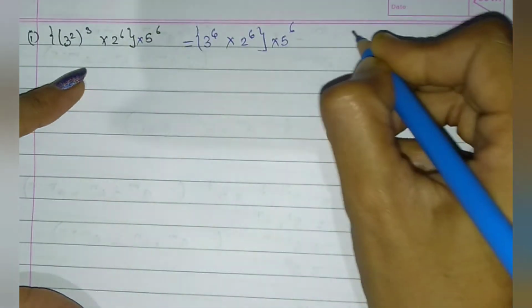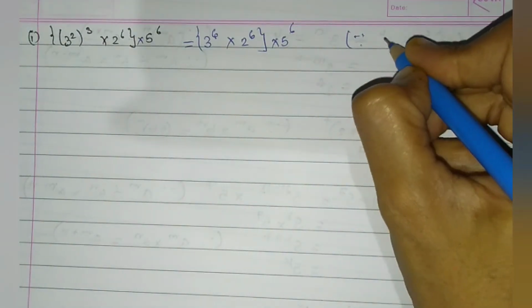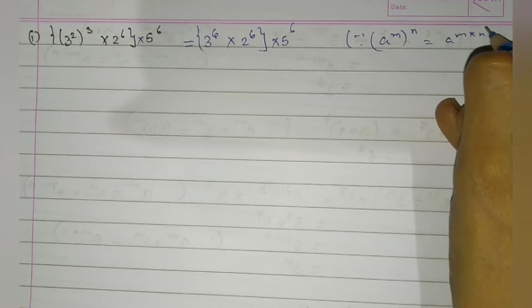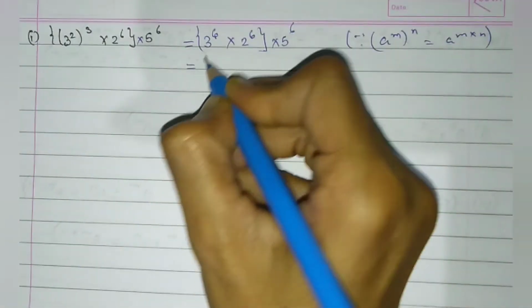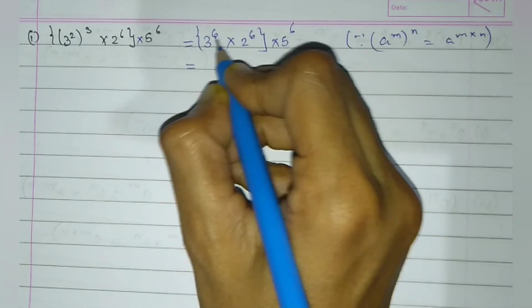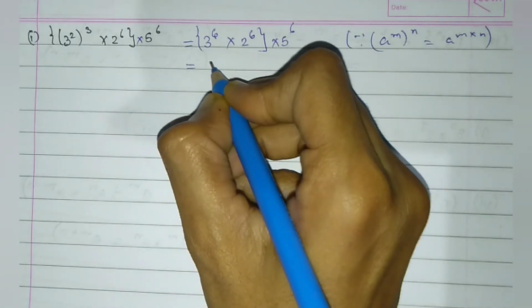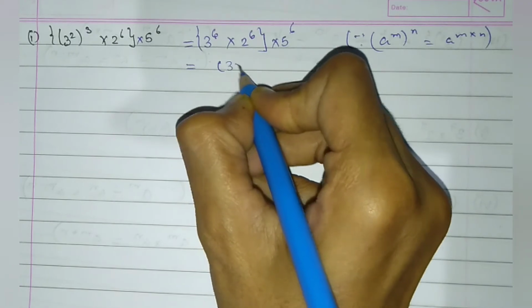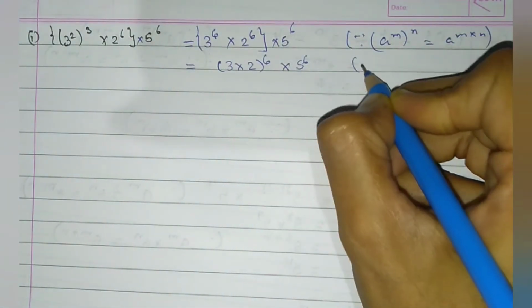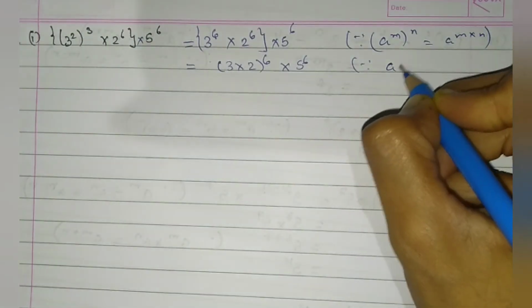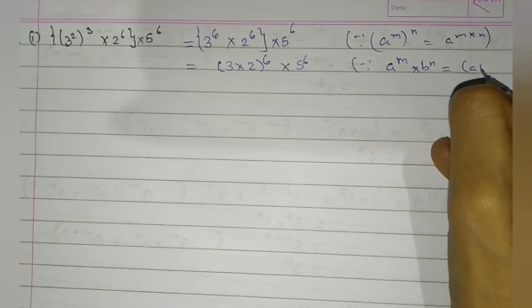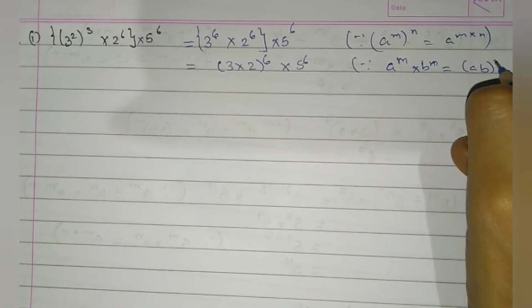Here it is multiplication. So which law we are using? A raised to m whole raised to n equal to a raised to m into n. So if the base is different and the power is the same, we can write like this: 3 into 2 whole raised to 6 multiplied by 5 raised to 6, where a raised to m into b raised to m equal to ab whole raised to m.